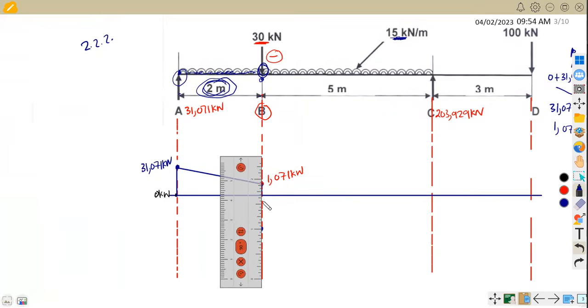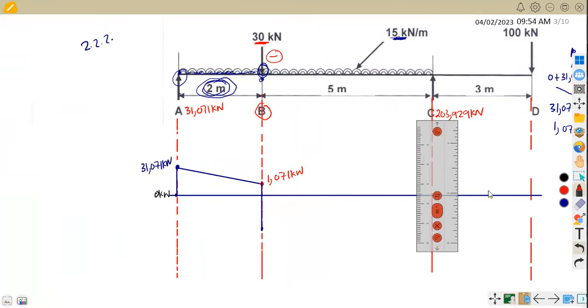Do not confuse this part. Okay, so you join it straight like that. Okay, so this is at negative 29. So that is negative 29 kilonewton like this. I was supposed to use another pen so that you can actually see it properly. So this is where we are at this point.